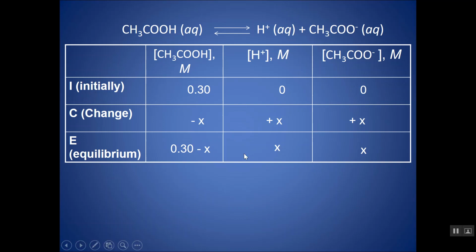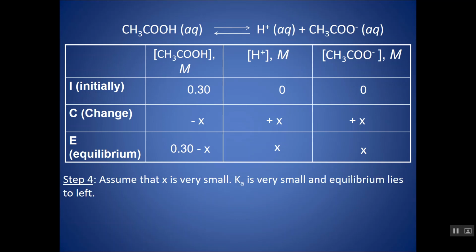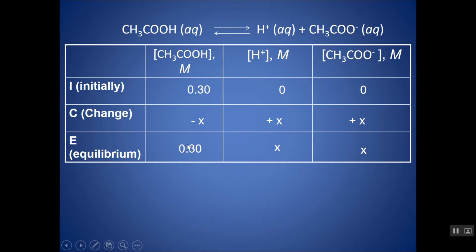But what did we learn from the last problems? What do you think I can estimate this box here to be? Rather than 0.3 minus X, how do you think X is going to compare to 0.3? Do you think it's really going to change its value much? So what we can do is make an assumption. We can assume that X is very, very small. We can assume that Ka is small for this weak acid. And we can assume that when I subtract X from 0.3, it's really not going to change the value much. So I can assume that 0.3 minus X is really just going to be 0.3.